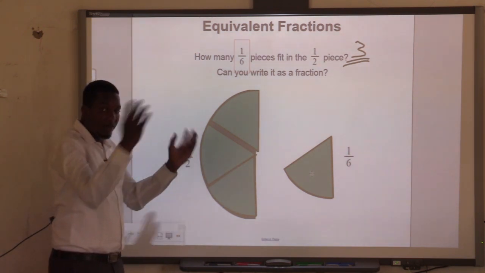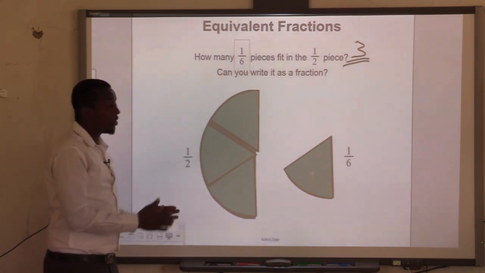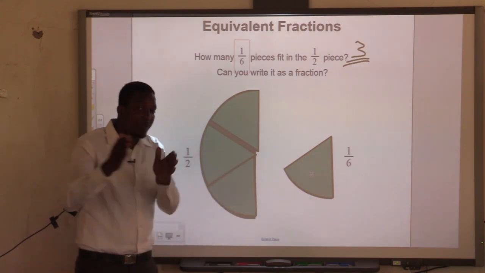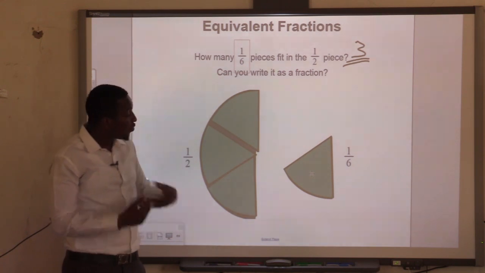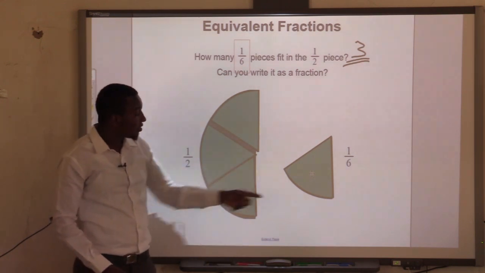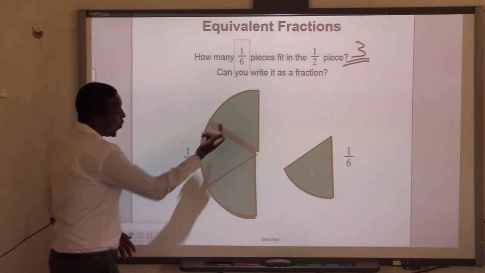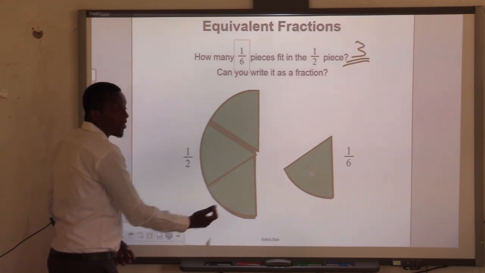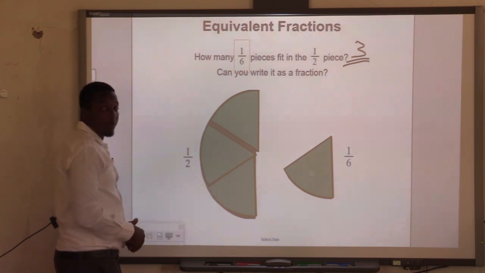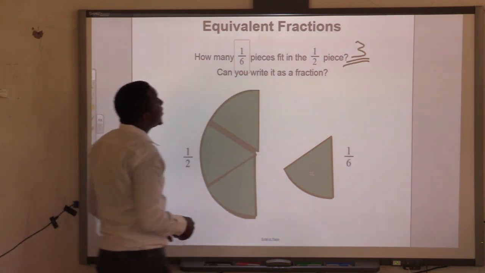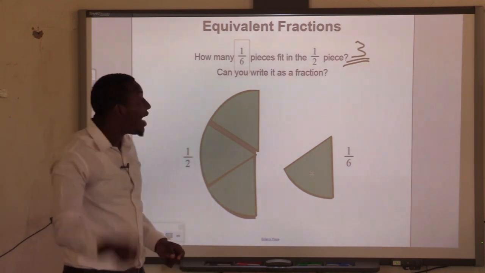Remember, both circles are of the same size, and the first circle is divided into just 2 equal halves. You take one of those halves, and the second circle is divided into 6 equal parts. So you just take one out of those 6 parts, and we want to find out how many of those 6 parts can fit in the half part that we had previously. So now we realize that we have 1, 2, 3. We have 3 equal parts that fit in the half circle. That answers the first question, saying how many 1/6 pieces fit in a half piece.